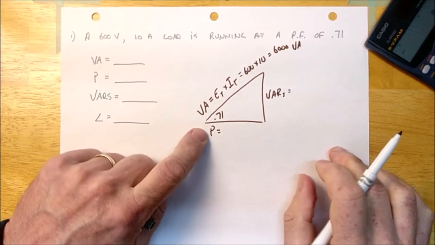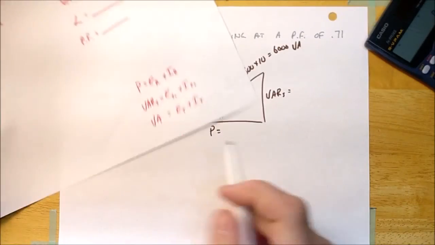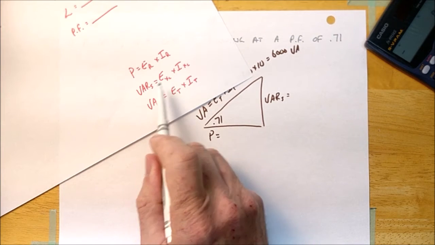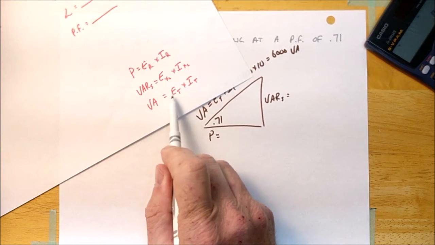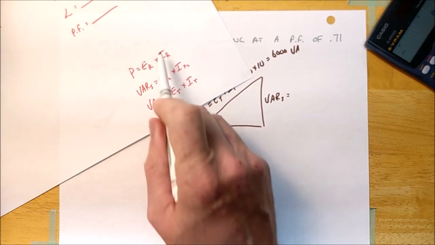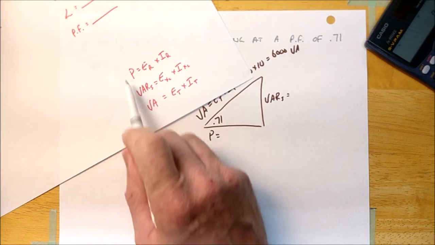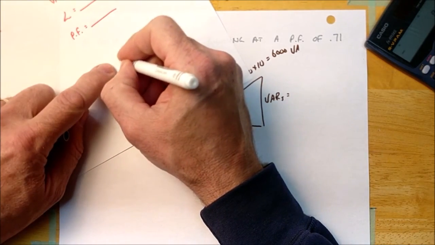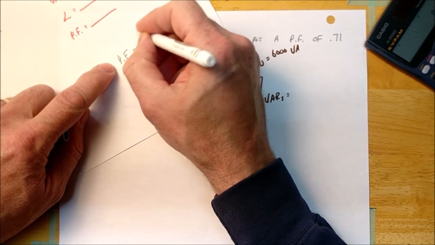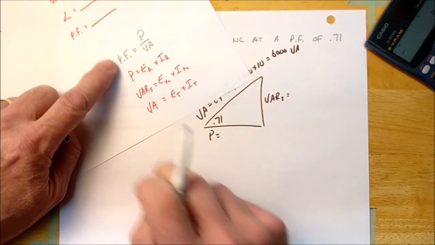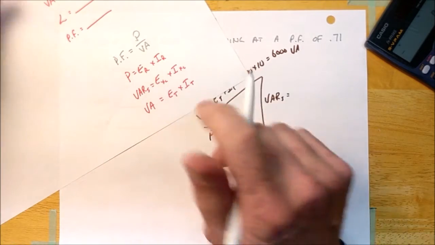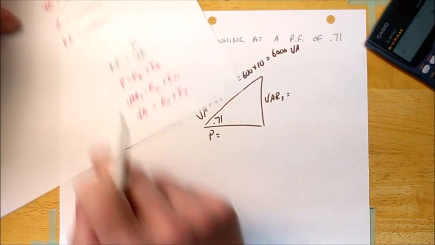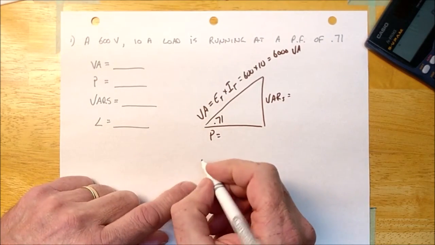Now we have a few formulas at our disposal, and I wrote a couple down right over here, okay? We know that P is equal to ER times IR. We know that VARs is EXL times IXL. We know VA is E total times I total. We just applied this one. I don't have enough information to apply these two. But there's another formula, that's this one right here, and that one is going to be the one that we're going to use, okay? If I don't know anything about the circuit, and I don't know these voltages and currents, I always have this one to fall back on. So let's write that formula down here.